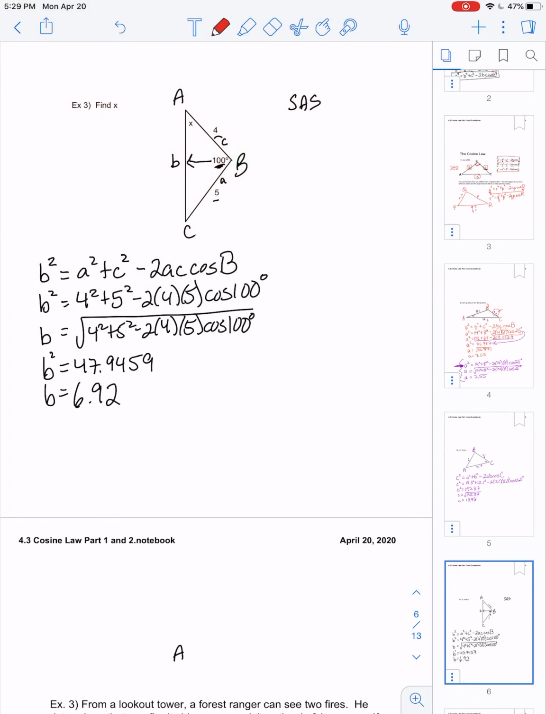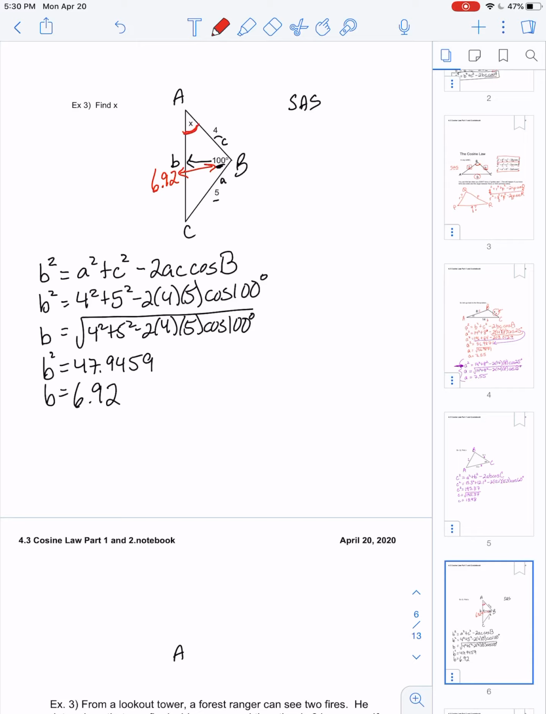Okay, so now I know that this side is 6.92. I have an angle and the side opposite it now, which means I can use the sine law. I have a golden ratio. So now I can use the sine law to find angle X.